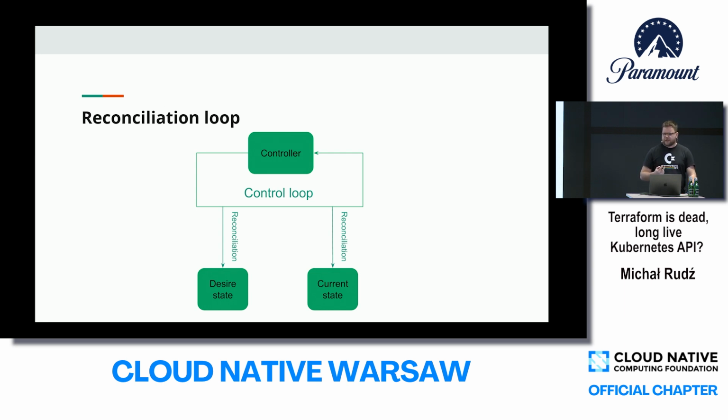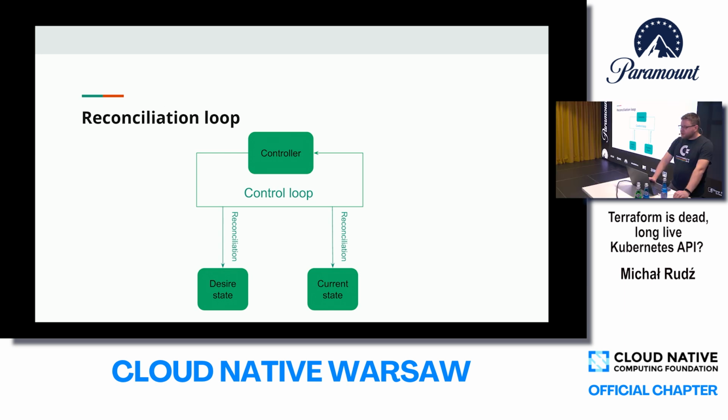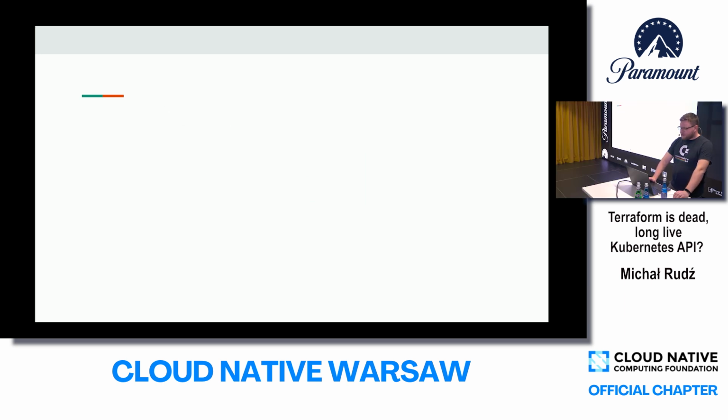But if there is a difference between the two of them, the controller tries to adjust the current state to the desired state. Of course, there can be problems because, like always, not everything works fine. But this mechanism is out of the box inside Kubernetes, and Crossplane is simply using it.